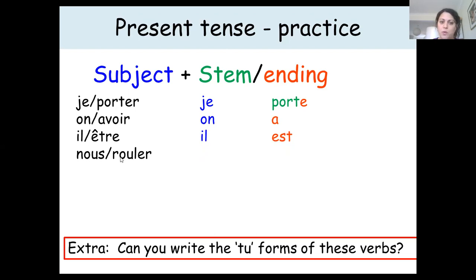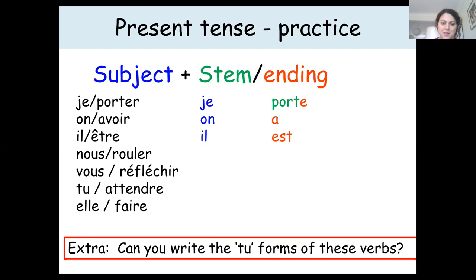Conjugate now nous with rouler, which is to drive. Pause again the video. Oops, hold on a second. The answer here is nous roulons. We remove the R, that's how we get in green the stem, and added the ONS ending for nous. Vous with réfléchir, regular IR verb. Vous is you plural. The answer is vous réfléchissez. We removed IR and we added the ending for vous with IR verbs, ISS, EZ.